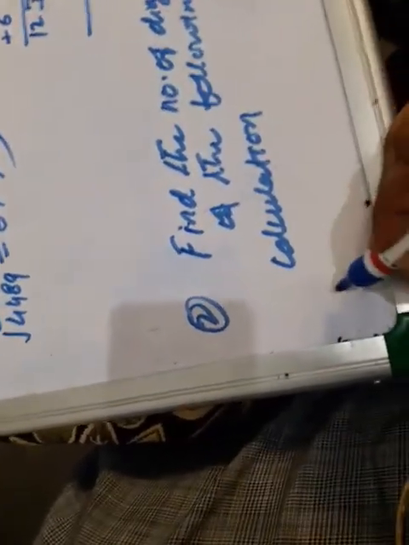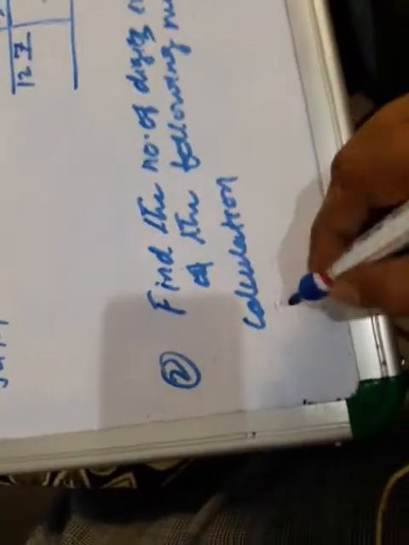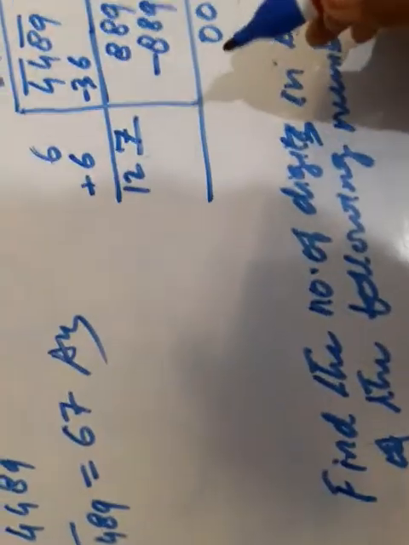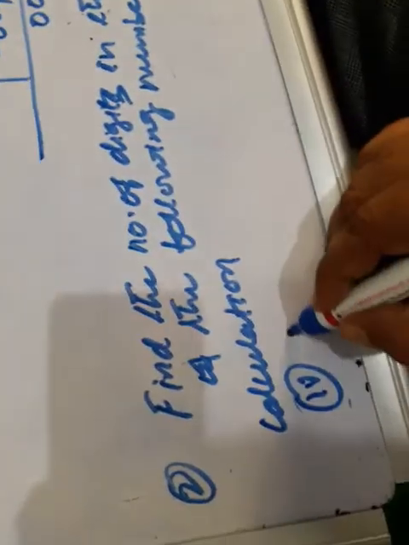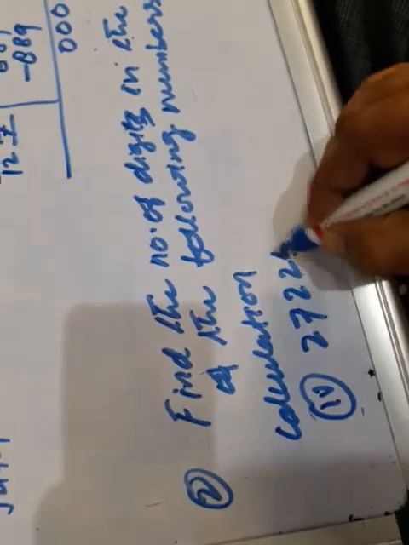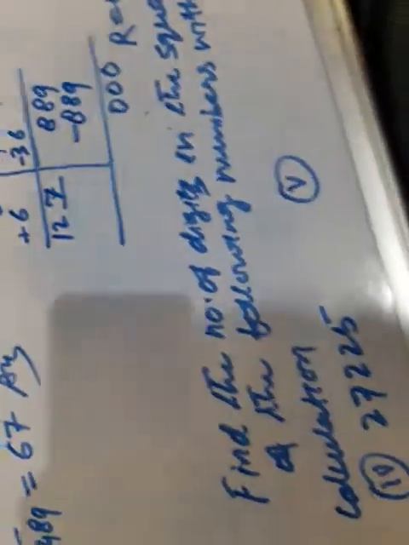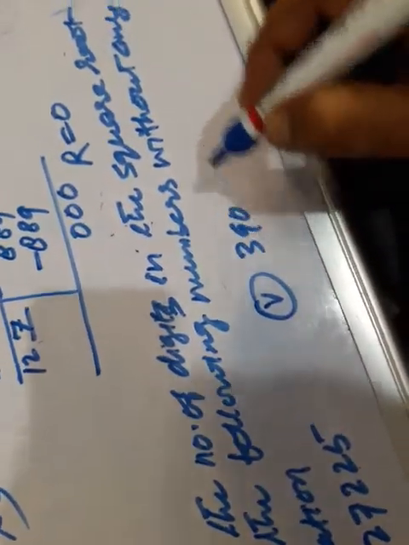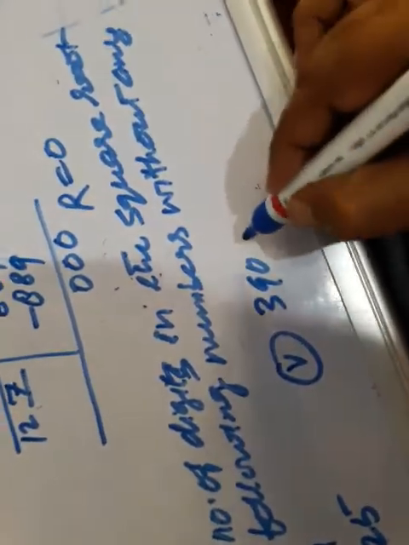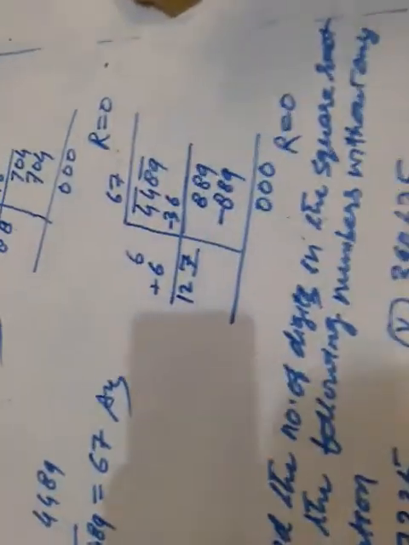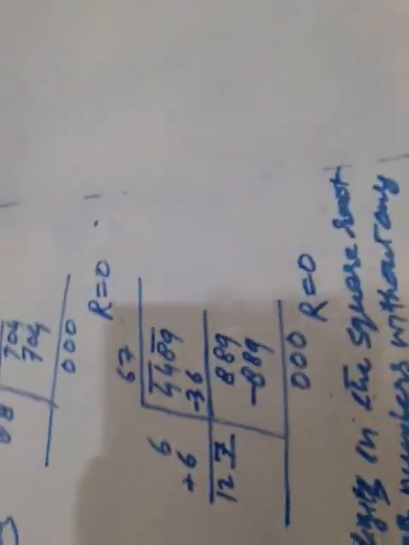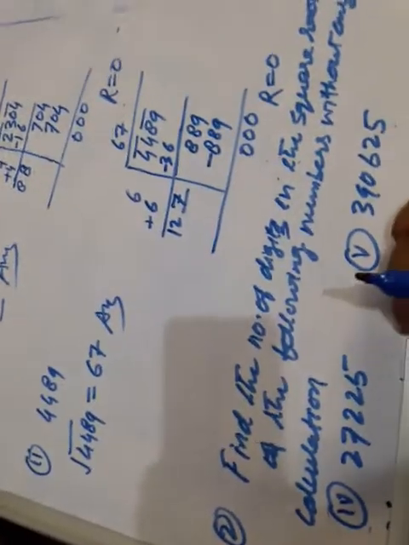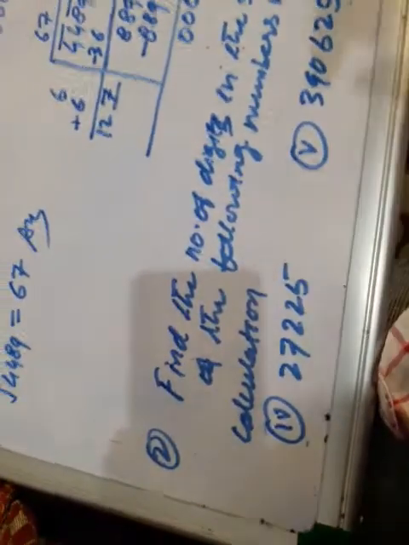Okay, children, let us start. What are the numbers? The fourth part is 27,225. And the fifth part is 3,90,625. Okay, children, these are the two numbers. You have to find out how many digits will be there in the square root of these two numbers.